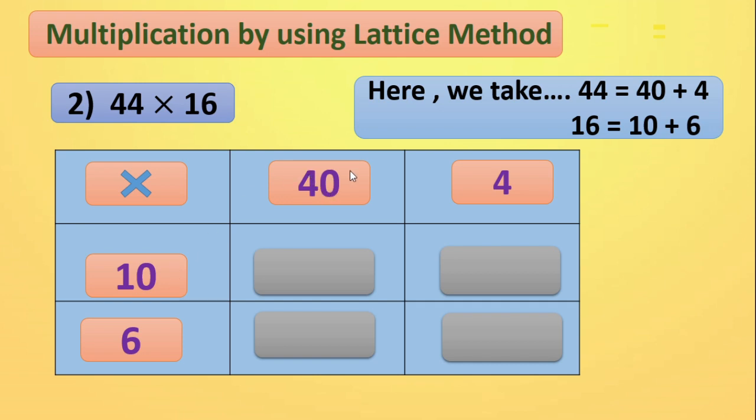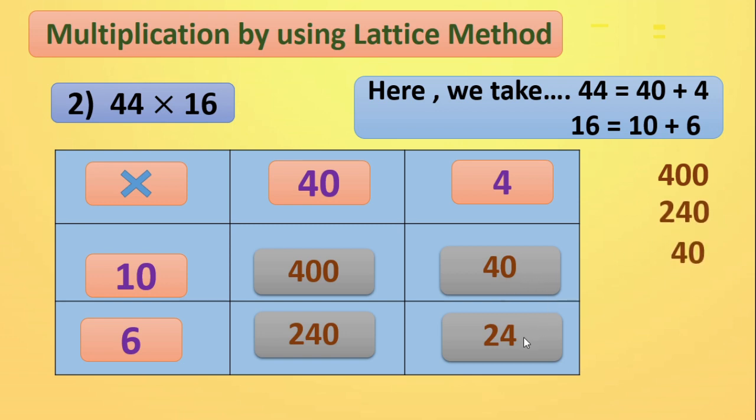So 10 fours are 40 and one more 0, that is 400. Now 6 fours are 24 and one more 0, that is nothing but 240. Yes, 6 fours are 24. Right? Now we will add all these numbers. That is, we will take 400 plus 240, correct? We will put plus sign here.